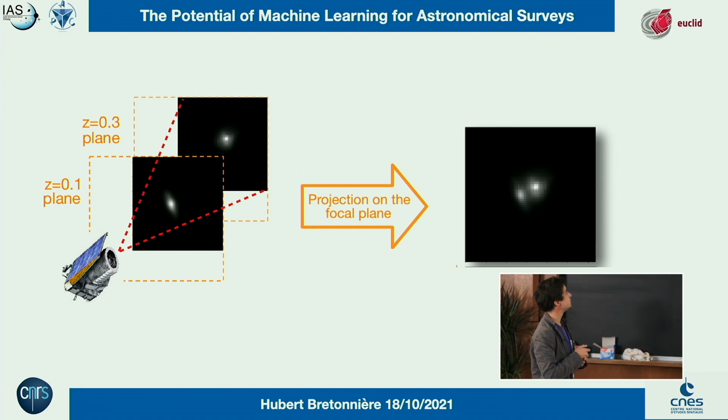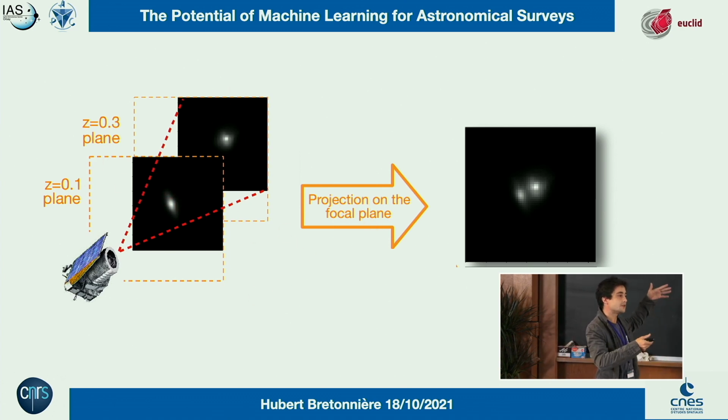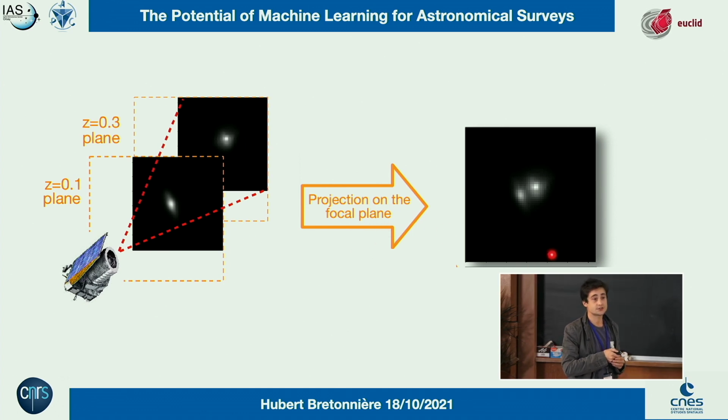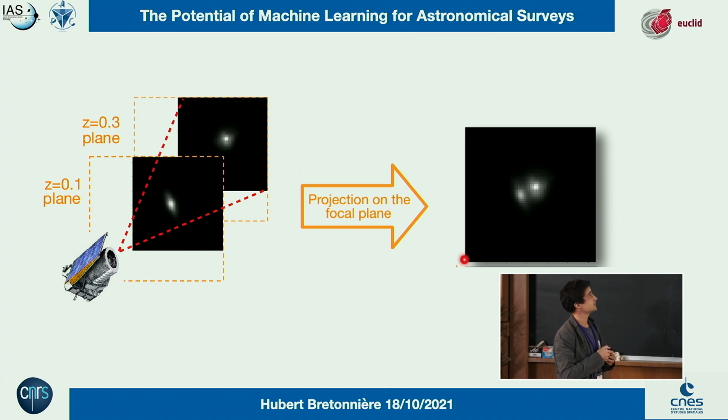Blending is when you observe the sky with your telescope, and you can have two galaxies that are physically separated, meaning that they are in the same line of sight but in two different redshift planes, for example. But when you take your picture, the two galaxies are projected on the focal plane, and they look like they are mixing, even if they are not.